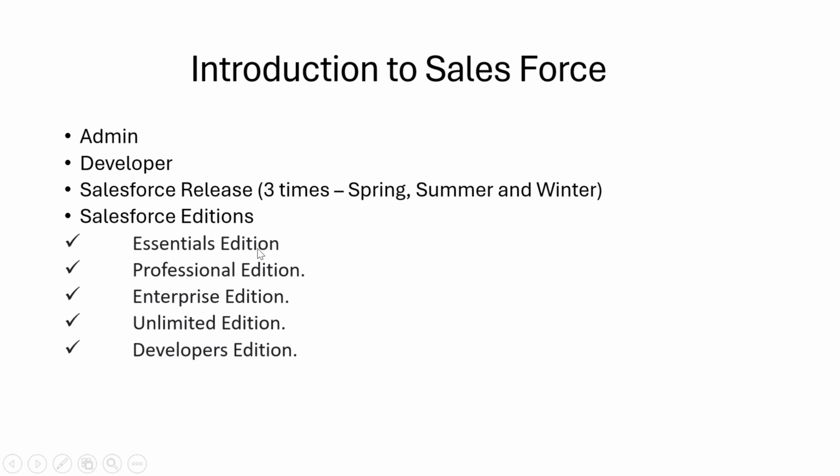The first one is Essential Edition. Essential Edition is used for small business and limited objects are available, such as account, contact, lead management, opportunity management, etc. The next one is the Professional Edition. This is an advanced edition when compared to the Essential Edition, designed mainly for businesses that require more CRM functionality like lead, sales order, product, and price book, whereas the product and price book functionalities are not available in the Essential Edition.